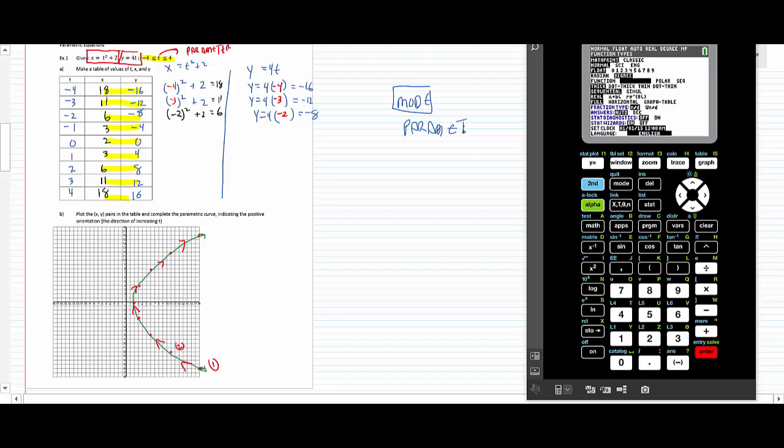You might want to make sure you're in radian mode. It doesn't matter on this problem because we're not talking about angles, but we'll probably do one in a minute that has trig functions like that. So that's how you do that.